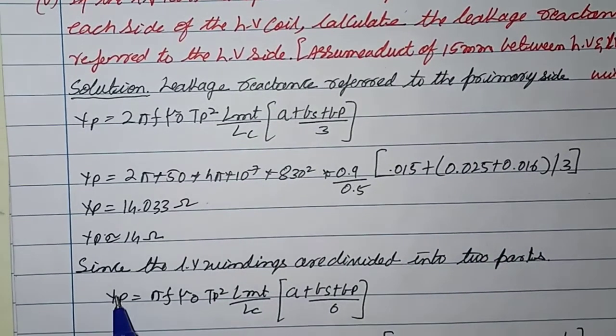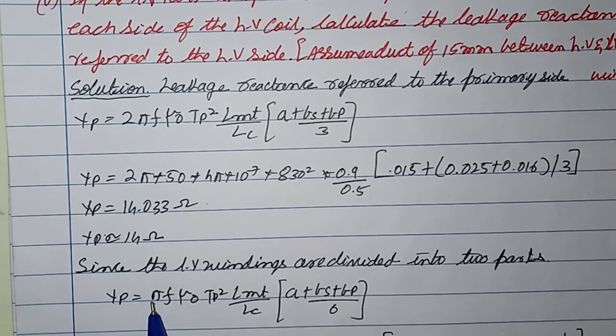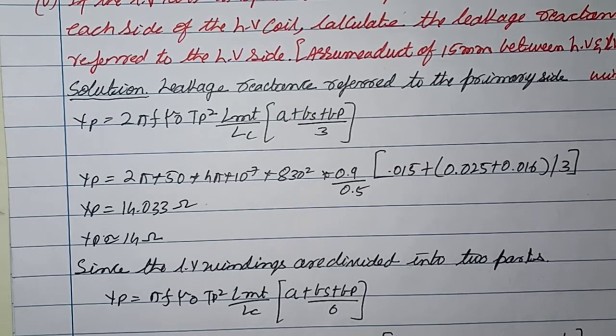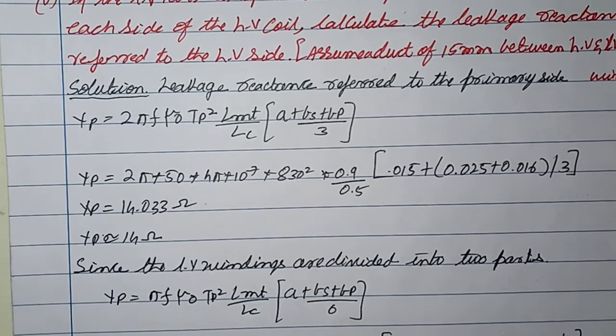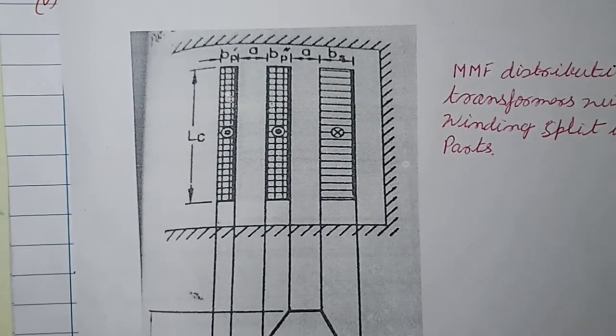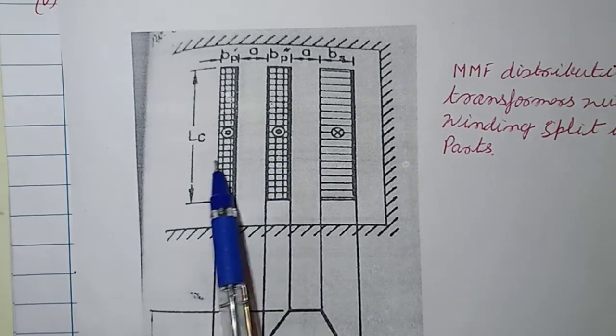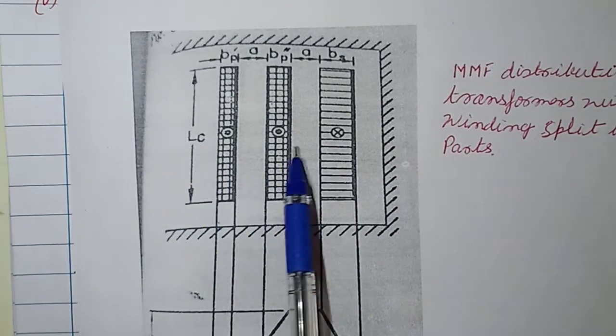Since the LV windings are divided into two parts, here Xp is equal to π f μ0 Tp² (Lmt/Lc) × (a + (bs + bp)/6). So this is a change. So here we have the winding that is split.